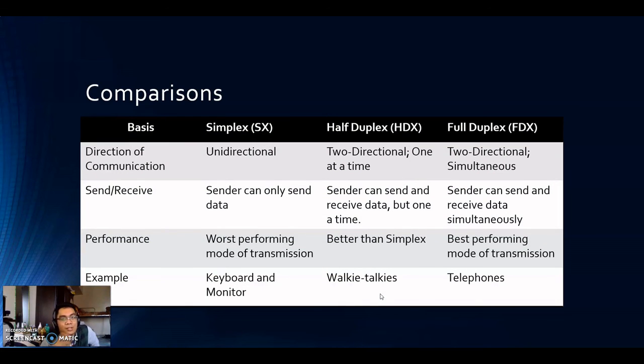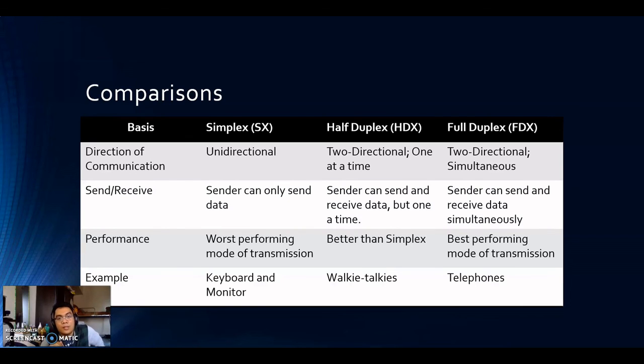So for a simple understanding of what we have discussed a while ago, I've made a chart between these three types of mode, simplex, half duplex, and full duplex, on the basis of direction of communication, sending and receiving, performance, and example. What we notice in simplex, or SX, is that the direction is unidirectional. And since it is unidirectional, senders can only send data, and receivers can only receive data.